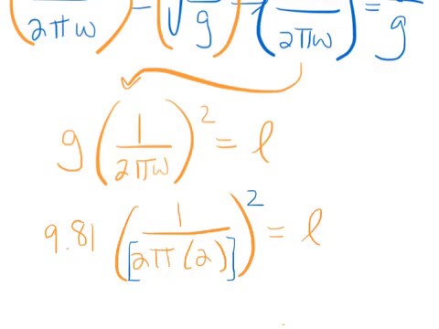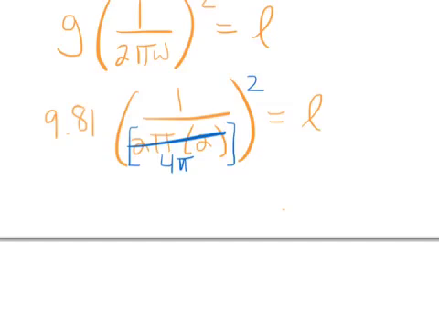Okay, you could write this as 4 pi if you would like. And I would recommend that. Just put 4 pi in the calculator. Because 2 times 2 is 4, and it's 4 pi. Okay? So 1 over 4 pi, but put the 4 pi in parentheses, square that term, hit enter, multiply by 9.81.